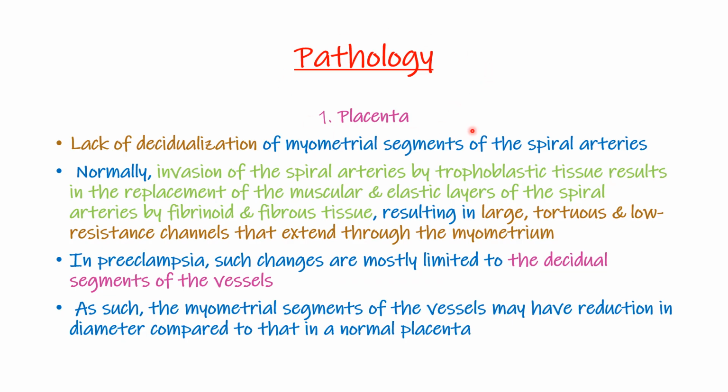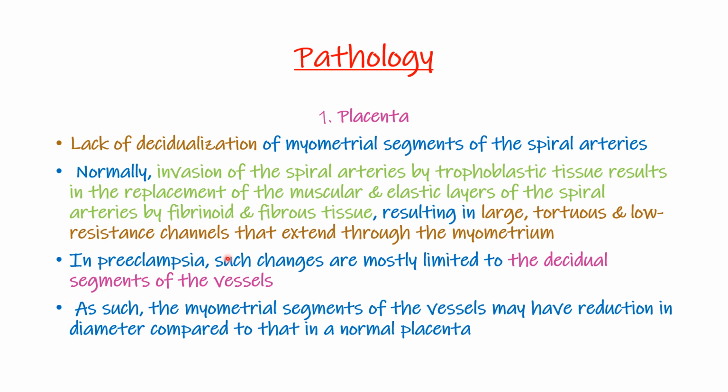So the pathology will concern the placenta, which we said is lack of decidualization of the myometrial segment of the spiral artery. So normally, the invasion of the spiral artery by the trophoblastic tissue results in the replacement of muscular and elastic layers of the spiral artery by fibrinoid and fibrous tissue, therefore resulting in large, tortuous, low resistance channels that extend through the myometrium, as previously mentioned. So when you don't have this, you're going to have narrow and high resistance channels.